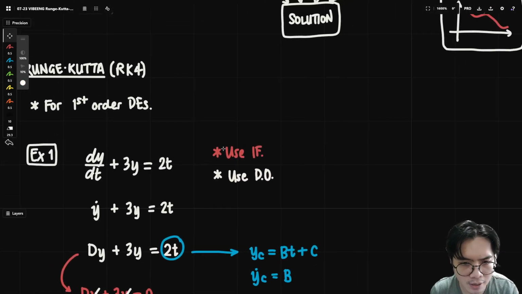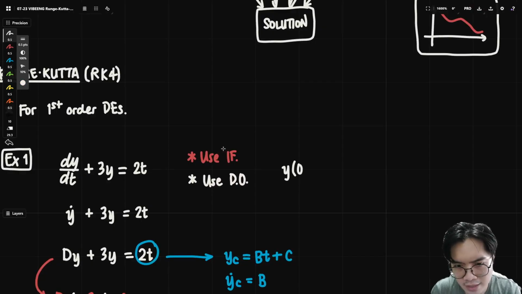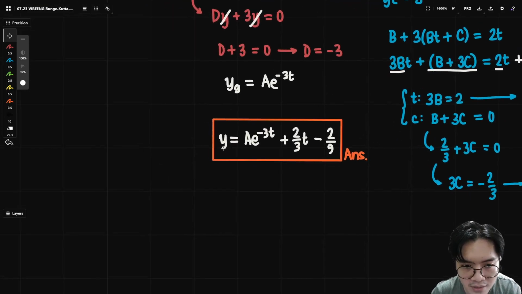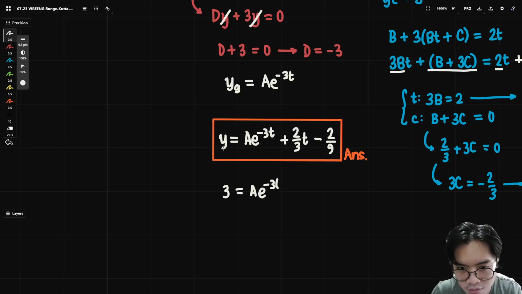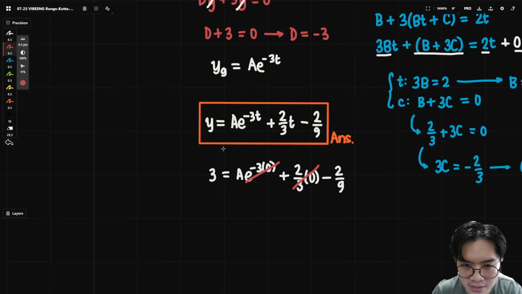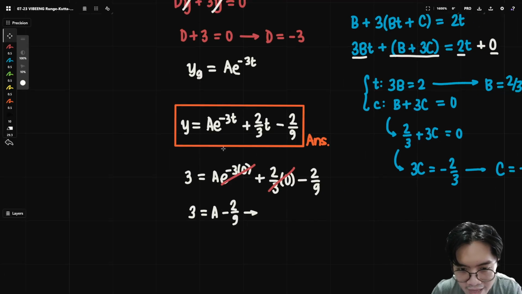Let's say, for example, y at 0, at time is equal to 0. Ang sabihin natin ng y natin will be 3. If your y at your time is equal to 0 is equal to 3, edi gawin natin dito, 3 is equal to a e raised to negative 3 times 0. And then ito ay 2/3 times 0 minus 2/9. So we will get here, this is cancelled, this is cancelled. So we will get 3 is equal to a minus 2/9. So ang a pala natin in here will be 29/9.